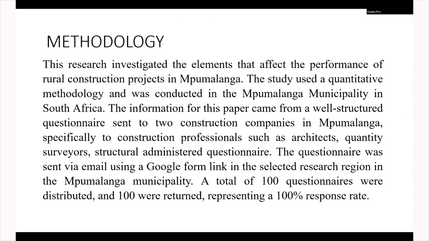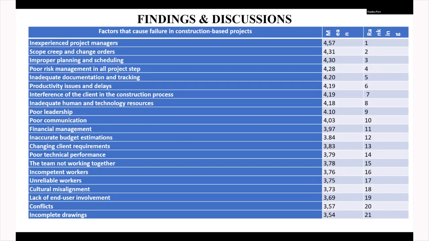Now, the method adopted to investigate these factors that affect the performance of rural projects was a quantitative approach in the province. A questionnaire was fielded to about 100 respondents, and all of the respondents managed to give back the questionnaires, and all the questionnaires were reusable.